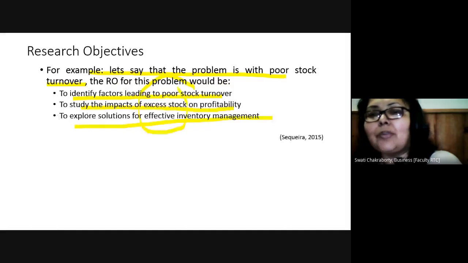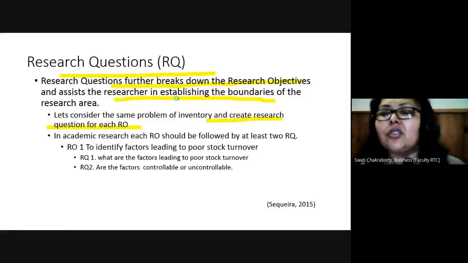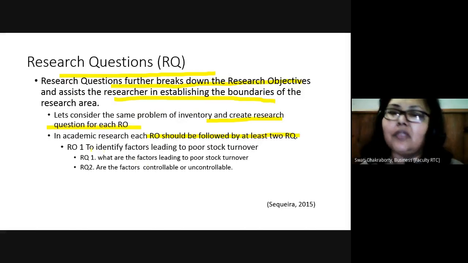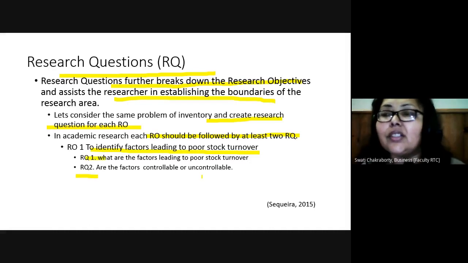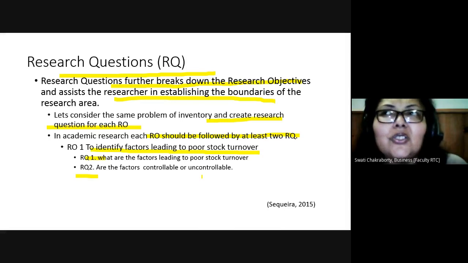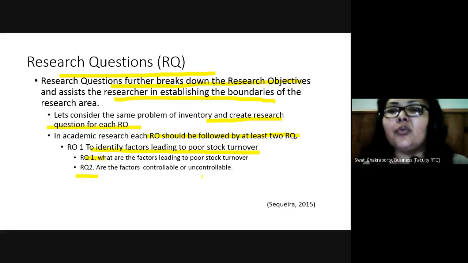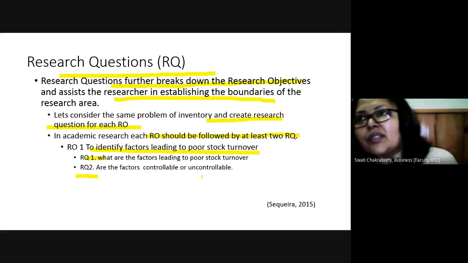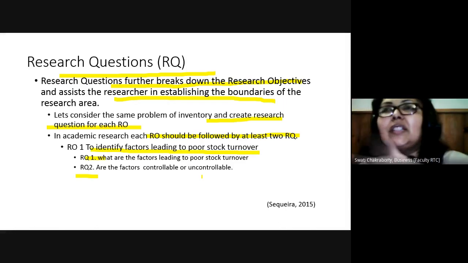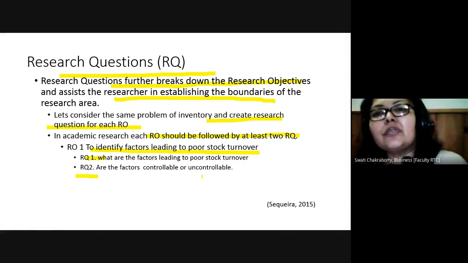So what happens for each of these objectives? There should be at least two research questions. Let's take the first one, to identify factors leading to poor stock turnover. The two questions could be: what are the factors leading to poor stock turnover? And are these factors controllable or uncontrollable? If they are controllable, then you can come up with a solution which would solve this problem. If not, then you come up with a different type of inventory management approach.